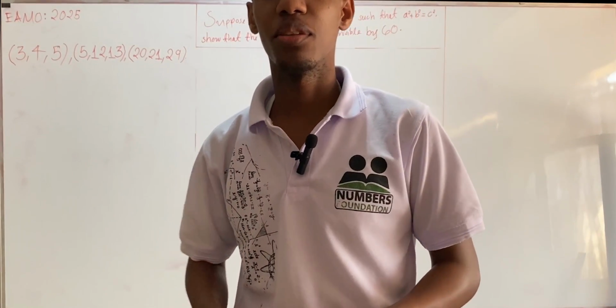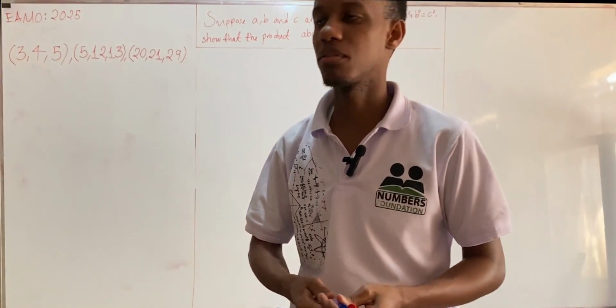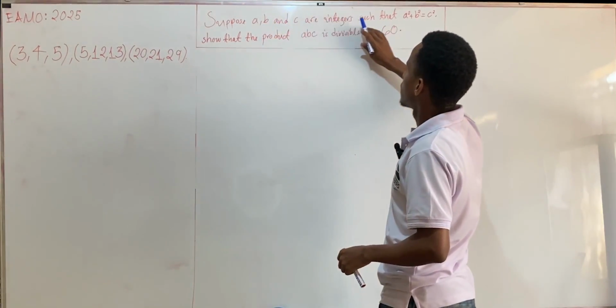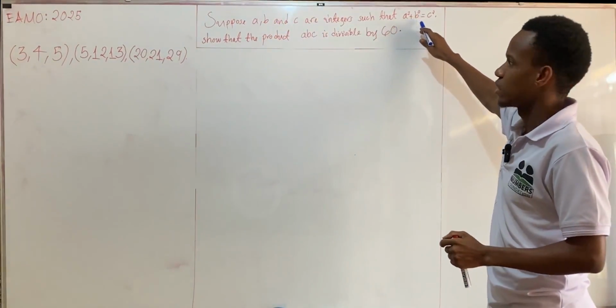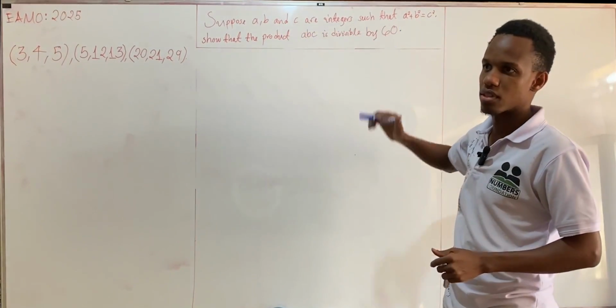Numbers online school. Today we're going through some problems from the East African Mathematical Olympiad 2025, and the problem is as follows. Suppose that a, b, and c are integers such that a squared plus b squared equals c squared. Show that the product abc is divisible by 60.